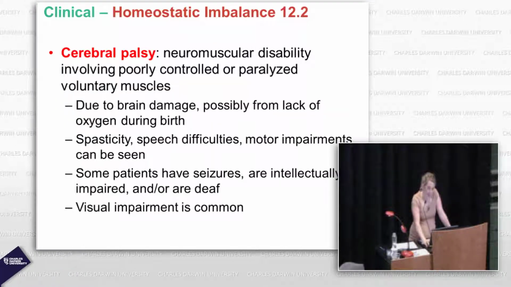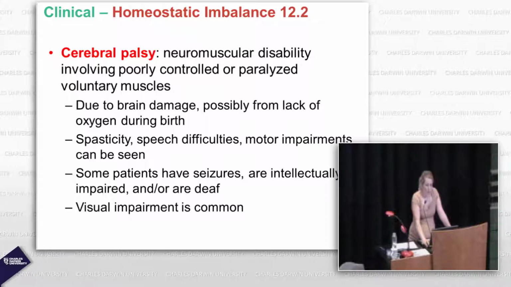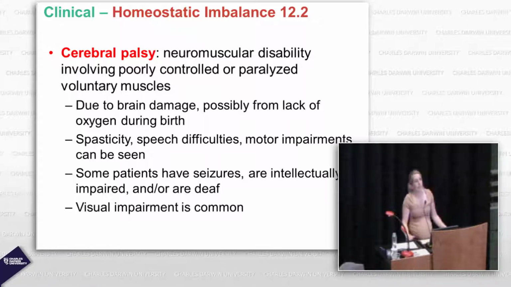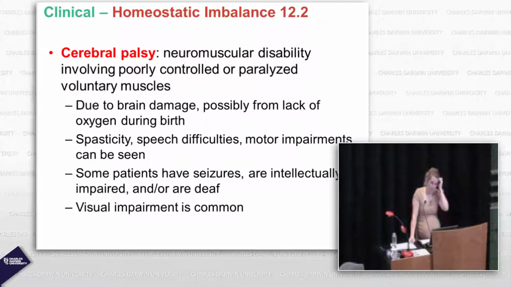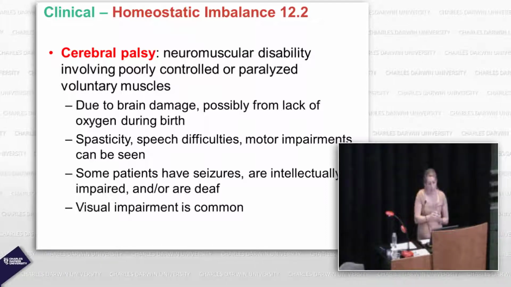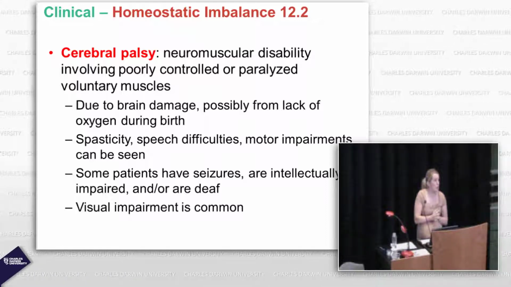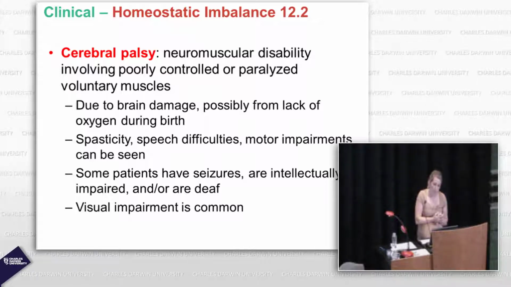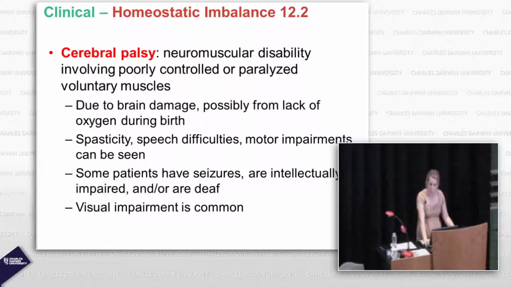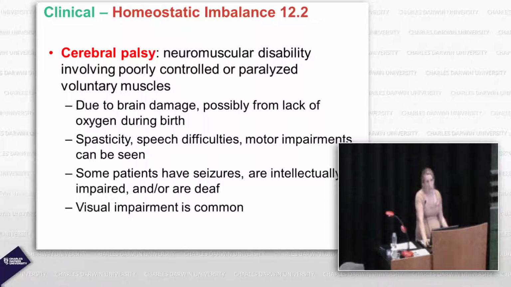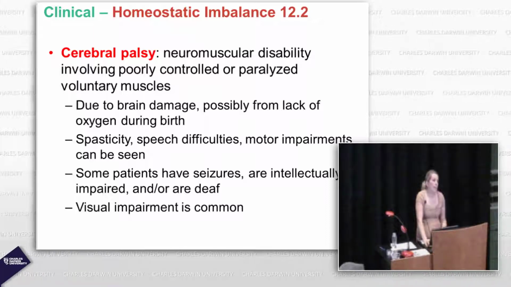Okay, so when this process doesn't go right, we do have several conditions that can result. Cerebral palsy is, I think, due to brain damage and a lack of oxygen during birth. So complicated births can result in cerebral palsy. We're getting better at this too, at monitoring babies during birth, so that we can try and prevent this lack of oxygen.